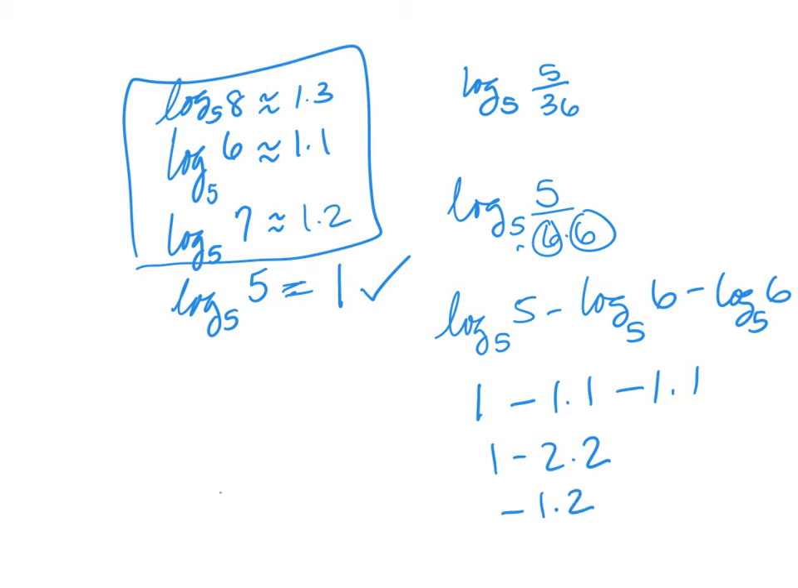If you're going to use 6 squared, it's going to be log base 5 of 5 minus 2 times log base 5 of 6, because if it's squared, you can put the 2 in the front. And that's still going to be 2 times that, which is 2.2. It's 2 times 1.1. Okay. It should give you the same answer.